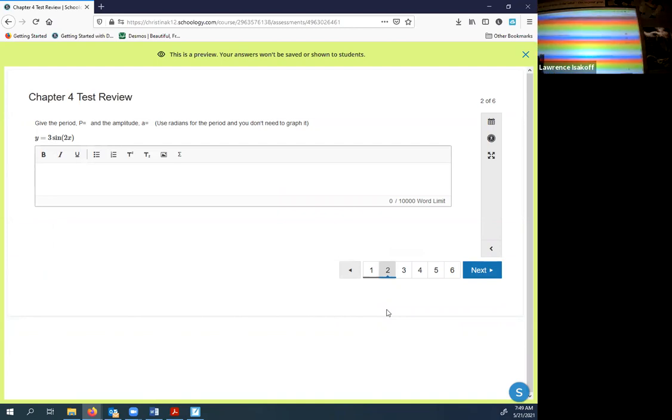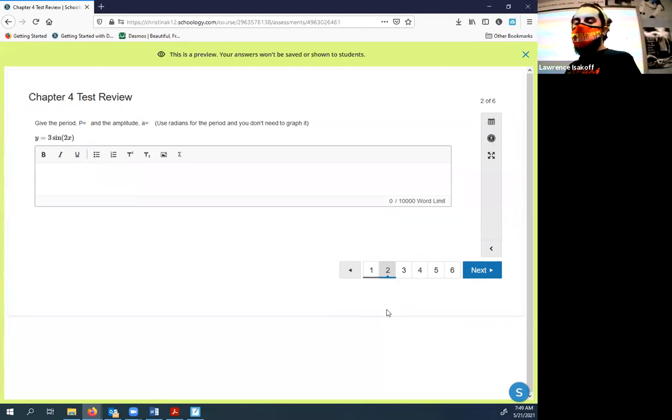Give the period and give the amplitude. Use radians for the period. We really didn't talk about graphing in terms of degrees. Technically, if I were to graph it in degrees, it'd be 360 degrees is one period. But that's why we like radians. If I had to scale my x-axis out to 360, that's massive. If I'm scaling it to 2 pi, that's not so bad.